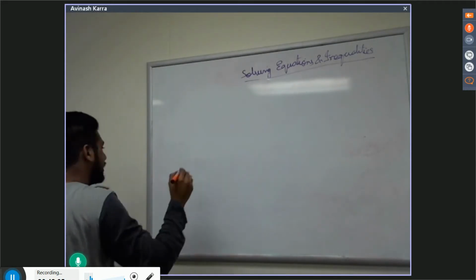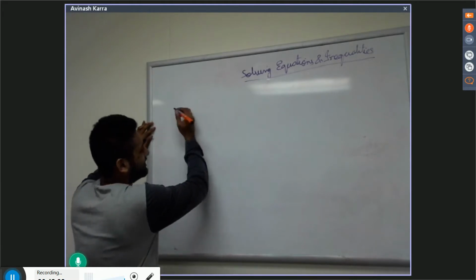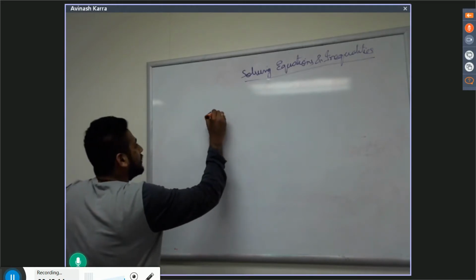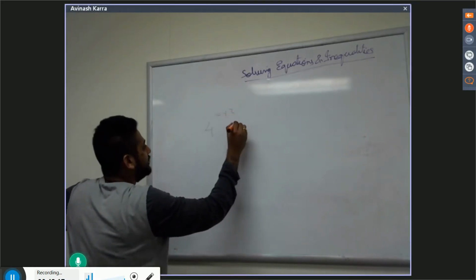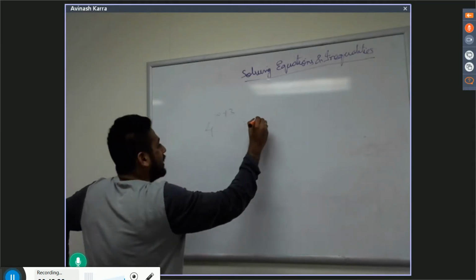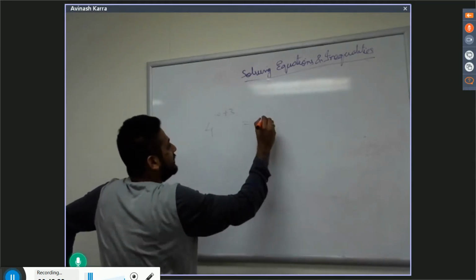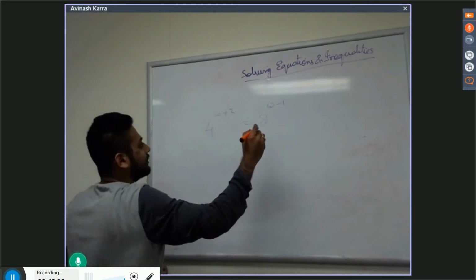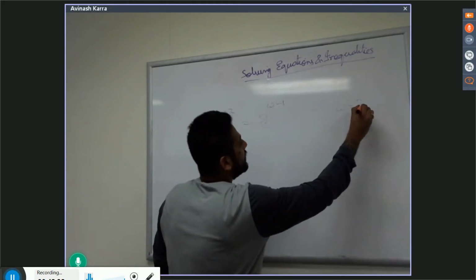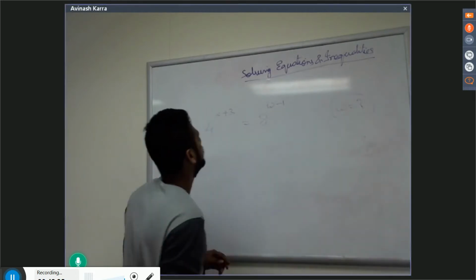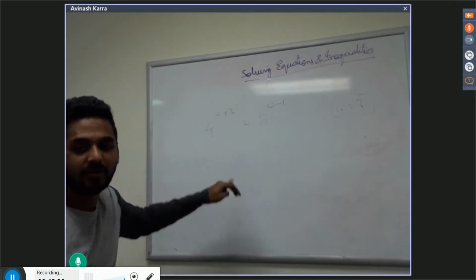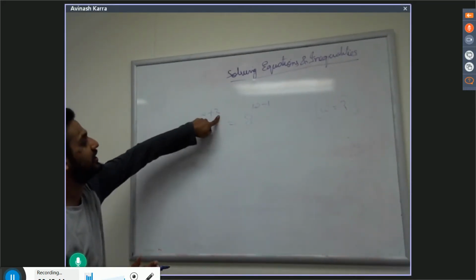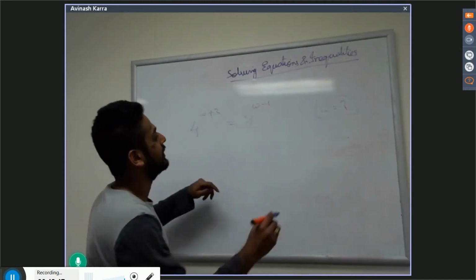And now, can you guys do this for me? I'm reading out 4 to the power of w plus 3 is equal to 8 to the power of w minus 1. So can you find what is the w? Can you find the value of w? Is it clear? Yeah, it's clear. 4 to the power of w plus 3 is equal to 8 to the power of w minus 1. Can you find the value of w?